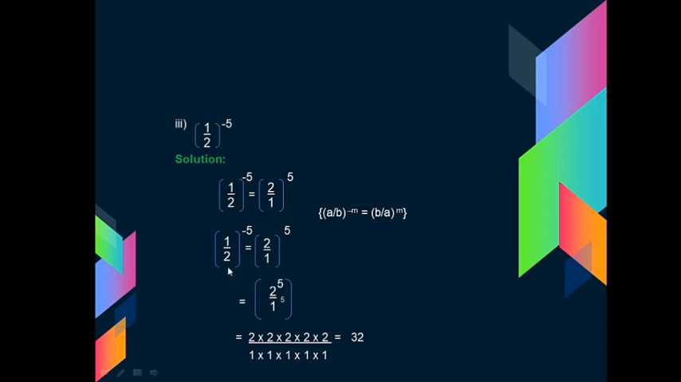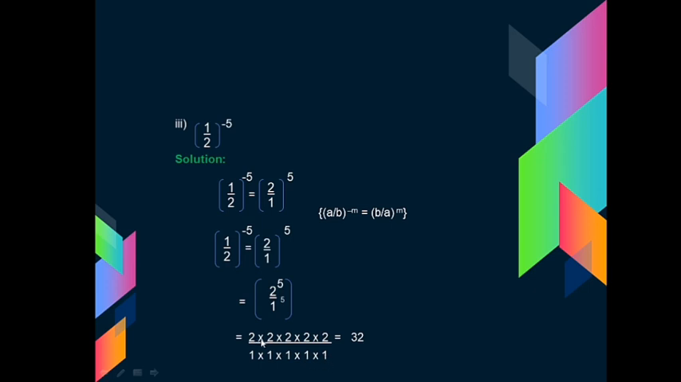So 1 upon 2 whole raised to the power minus 5 can be written as 2 upon 1 whole raised to the power 5. If it is given as a whole raised to the power 5, it means this exponent we have to consider for the numerator as well as for the denominator, which can be written as 2 raised to the power 5 divided by 1 raised to the power 5. Now we have to multiply 2 with itself 5 times, as the base is 2 and the exponent is 5. That is 2 into 2 into 2 into 2 into 2, and 1 raised to the power 5 means 1 multiplied 5 times with itself: 1 into 1 into 1 into 1 into 1.